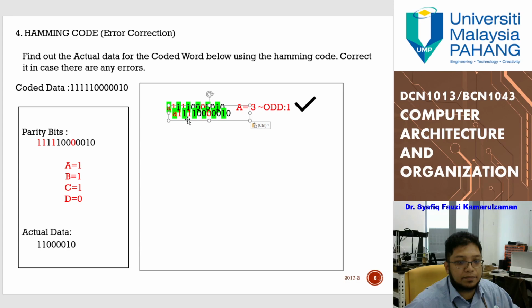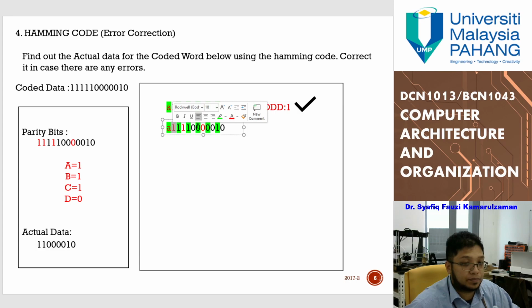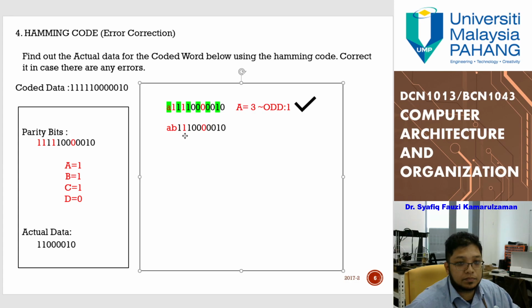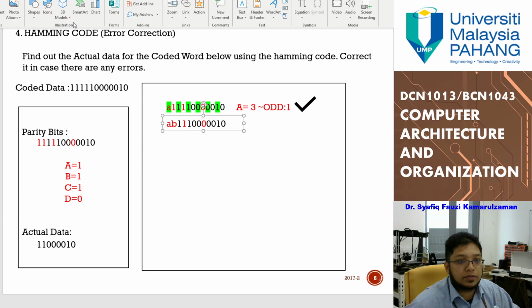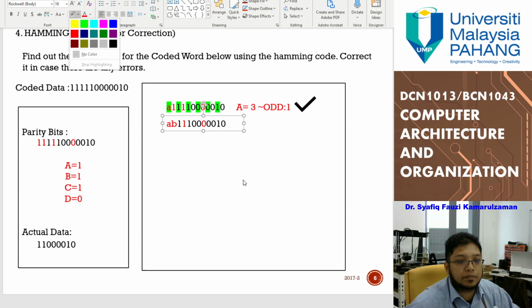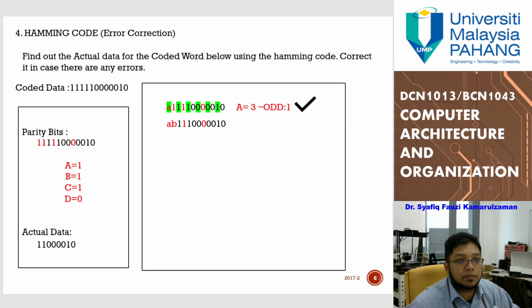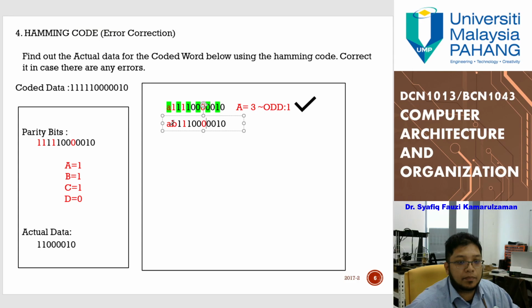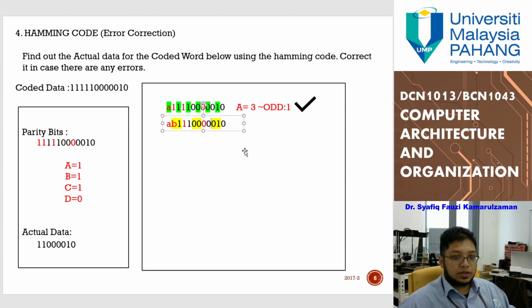Then next we go towards B. So B here, we remove all the highlight first. So this one is B. So B here we use a different color. Use yellow. So 2 and 2. Take 2, skip 2. So when you do take 2, skip 2 here in B, let's check again. Are you doing this correctly or not?